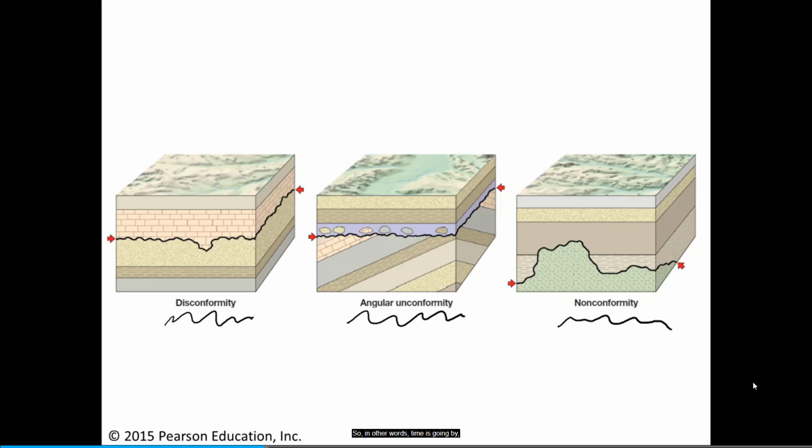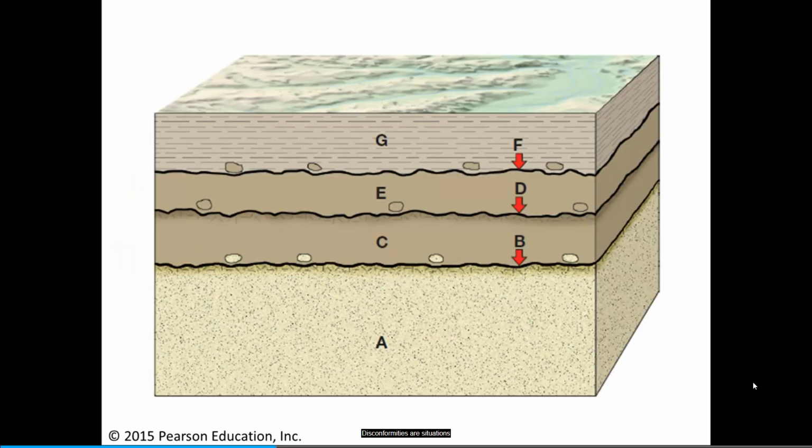So in other words, time is going by, but no new rock is being created. And as a result, we can refer to unconformities as gaps in the geologic record. They record the removal of information rather than the addition of information. So a disconformity is the first one we want to take a look at here.